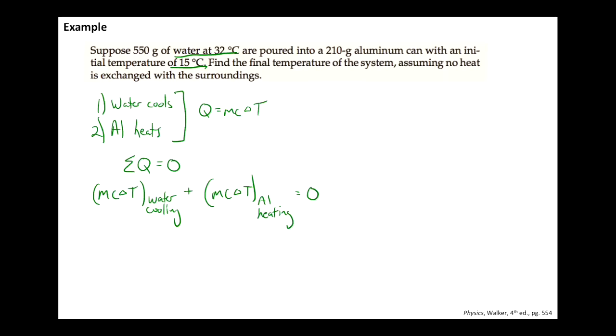So what we might do is write this out in a little more detail. We could say that the mass of the water times the specific heat of the water times T final minus T initial for the water, plus the mass of Al times the specific heat of Al times T final minus T initial for Al, equals 0. And you've got everything in there except for T final. I'll let you work out the details of that.